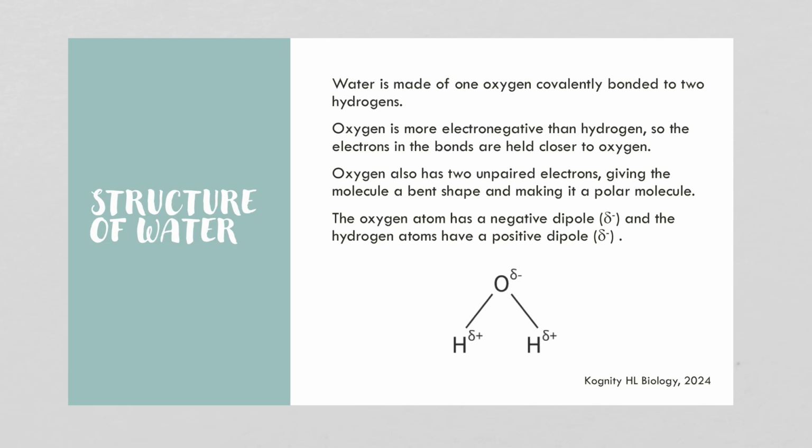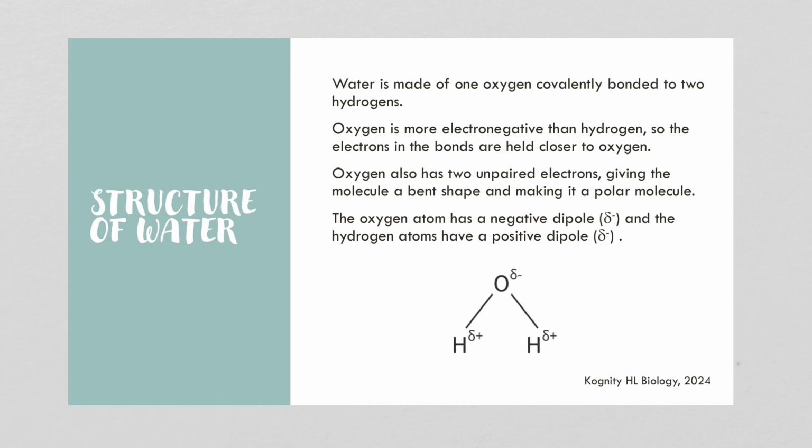So now we're going to take a look at the structure of water. Water is made of one oxygen atom covalently bonded to two hydrogens. Oxygen is more electronegative than hydrogen. So in grade 11 chemistry, we learned about electronegativity. So that means that oxygen is holding the electrons in the shared bonds closer to oxygen and hogging them from hydrogen. Oxygen also has two unpaired electrons, which gives the molecule a bent shape and makes it a polar molecule.